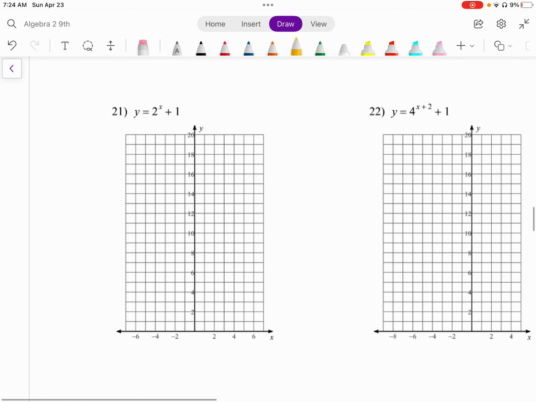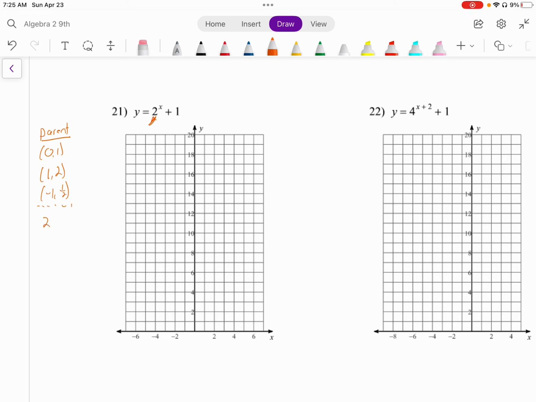Okay, number 21. Again, we can start off with our parent function. We have 0, 1. 1, the base, which is 2. Negative 1, the reciprocal of the base, which is 1/2. Since 2 is a pretty small base, we probably can do some other ones here.